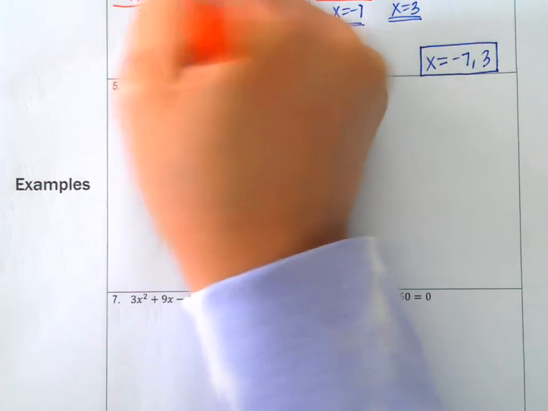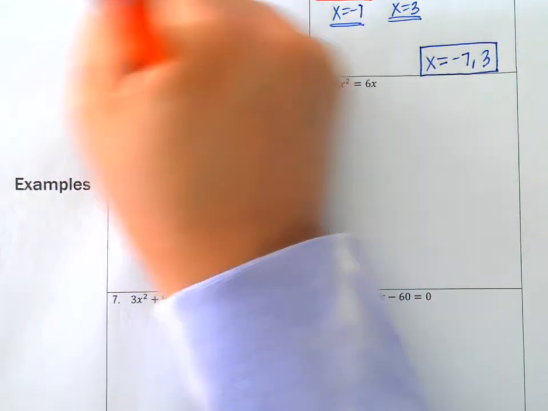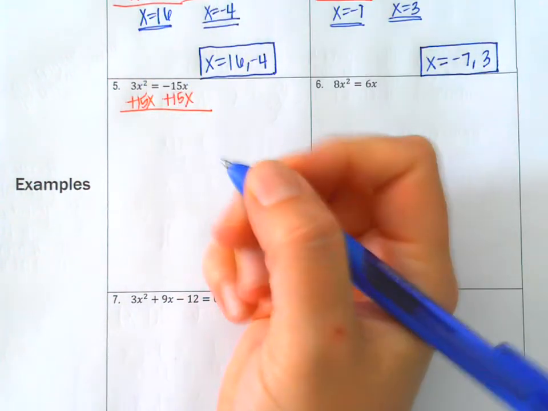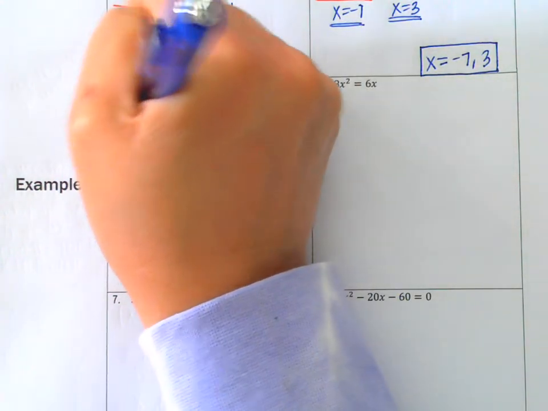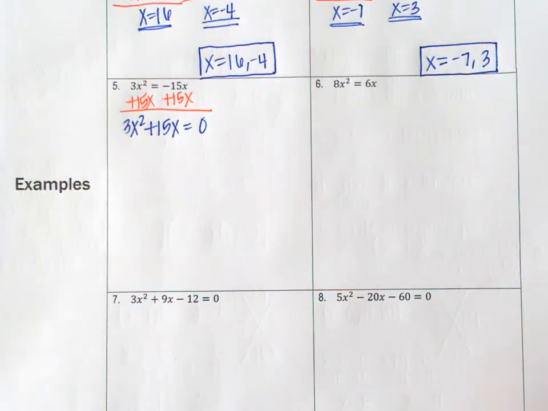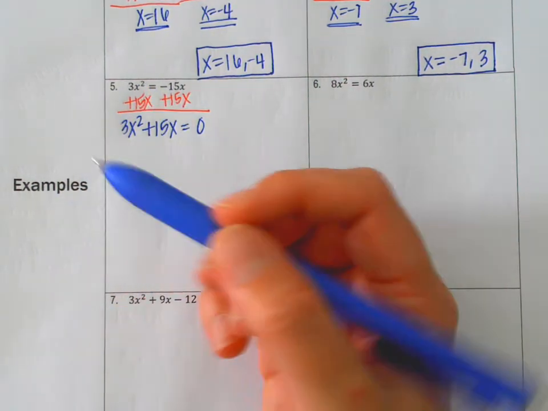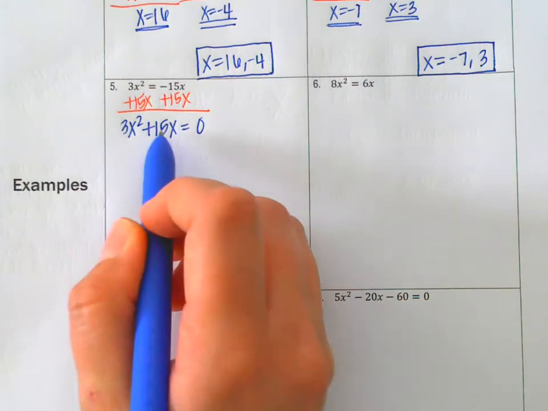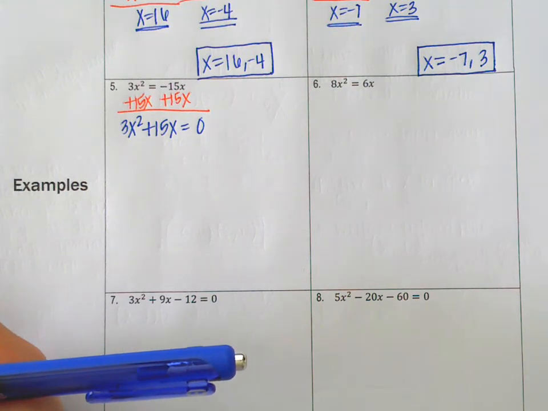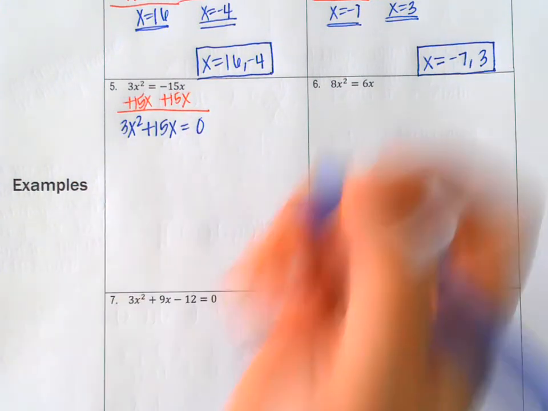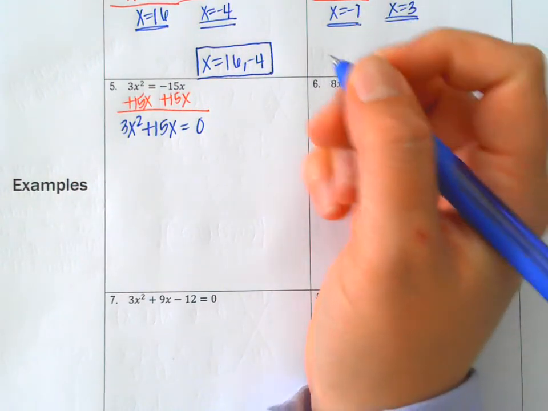So I'm going to add 15x to both sides. Those can't combine. This has an x squared and this has an x. It's 3x squared plus 15x equals 0. Now this is not your common trinomial, right? We only have two terms. But hopefully you're seeing that those two terms have some things in common. 3 and 15 are both divisible by 3, and they both have an x that I can factor out. So I can actually factor out a GCF here.